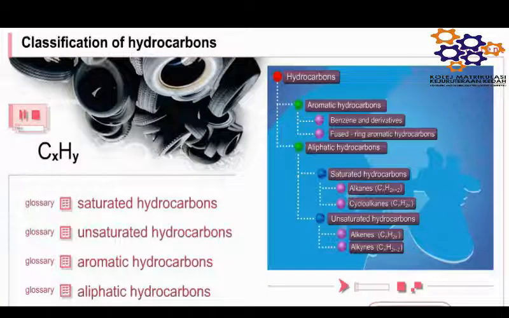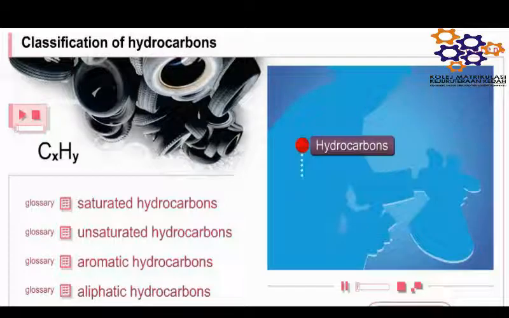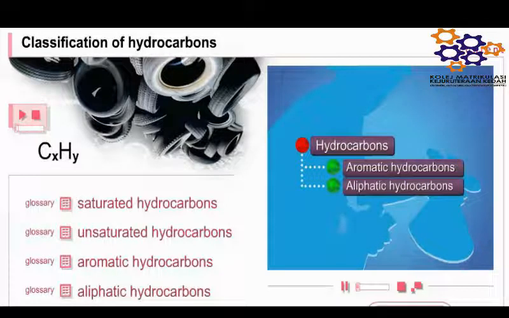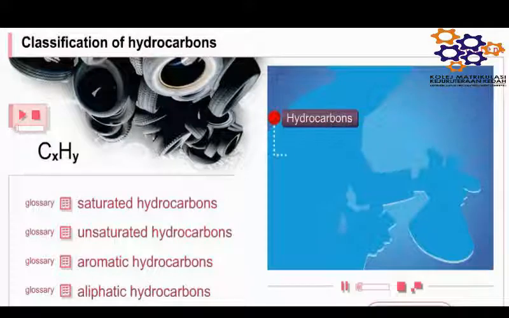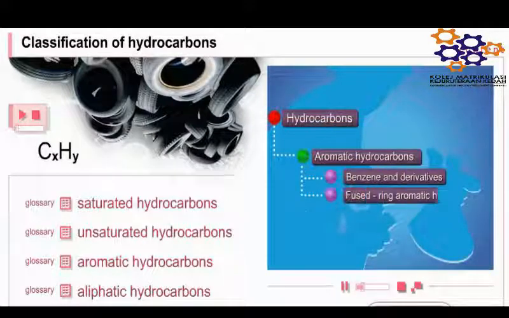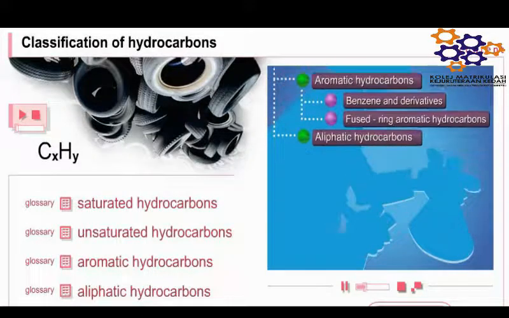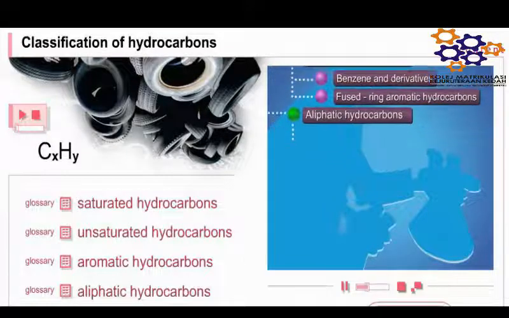The simplest organic compounds are hydrocarbons, compounds containing only carbon and hydrogen. Hydrocarbons are classified into two main types: aliphatic and aromatic. Aromatic hydrocarbons are hydrocarbons that contain benzene rings or certain other similar structures. Aliphatic hydrocarbons are those that do not contain benzene rings.